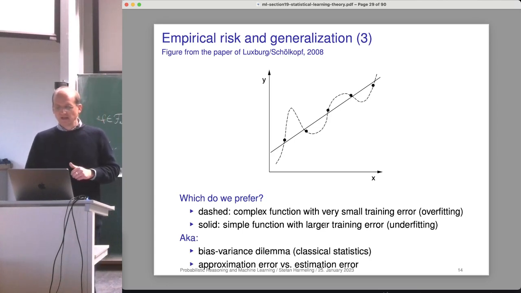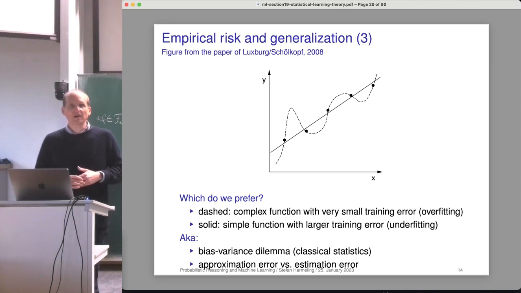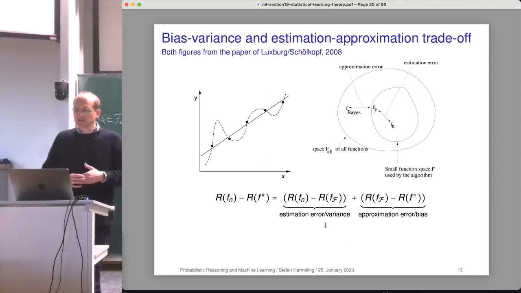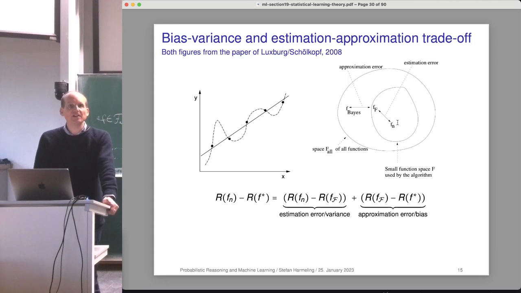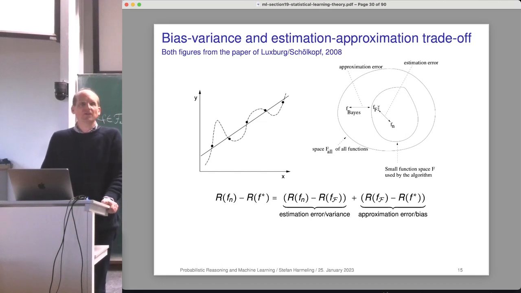So there's some trade-off. And this is also called the bias-variance dilemma, and it's a classical problem in statistics. Other words for bias is approximation error, and for variance, it's estimation error. So here's another picture of the same situation. Suppose this F Bayes is the true function, okay? Then there are two types of errors to my current F_n. One, maybe I have some estimation error, since I'm only seeing finitely many data points. I'm not finding the best function among my function class F. The best one would be F sub F, but I'm only finding one which is reasonably close to F sub F.